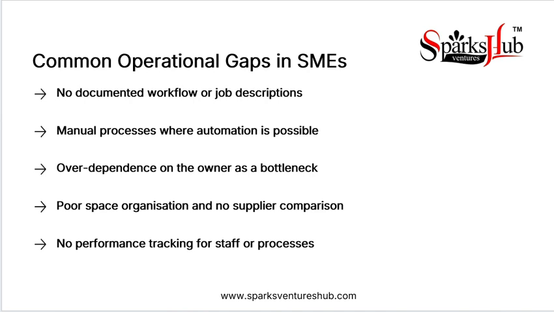So, common gaps identified include the no documented workflow or job description, manual processes where automation is possible, the overdependence on the owner of the business, then there is poor space organization, when there is no supplier comparison, and when there is no performance tracking for staff or processes.